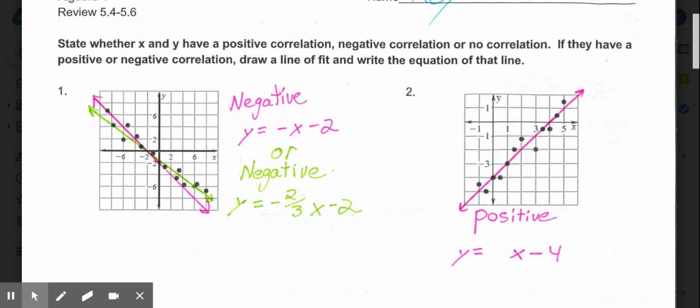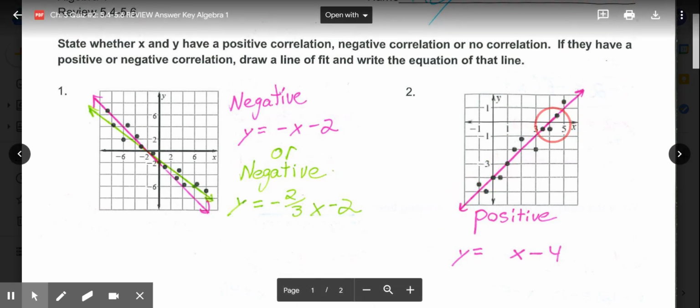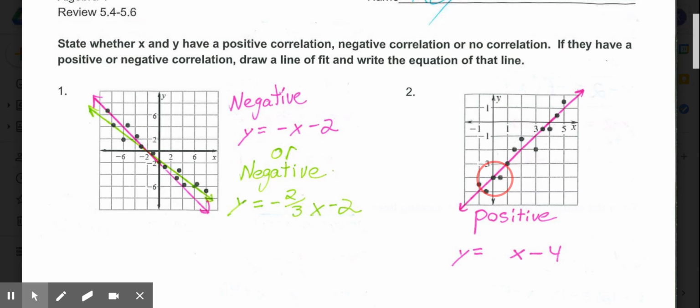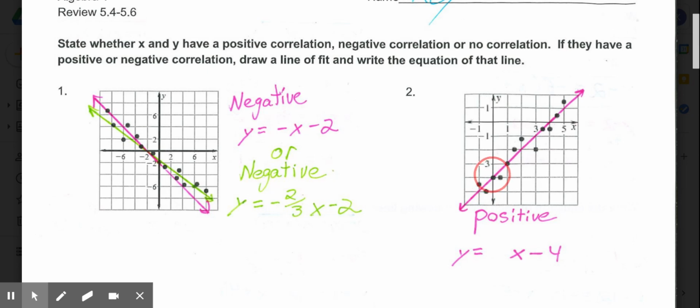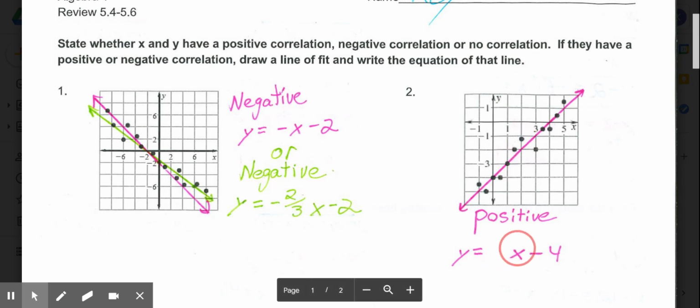In number 2, again, I was purposeful in drawing in my line of best fit, meaning I looked at what made sense, and I had a point right here at (0, -4) that I wanted to use on my line. That way I know my y-intercept was -4. Then when I drew in my line of best fit, from the y-intercept to the next whole number point that it crosses, it's up 1, right 1, up 1, right 1. So my slope is 1, so y equals 1x minus 4.